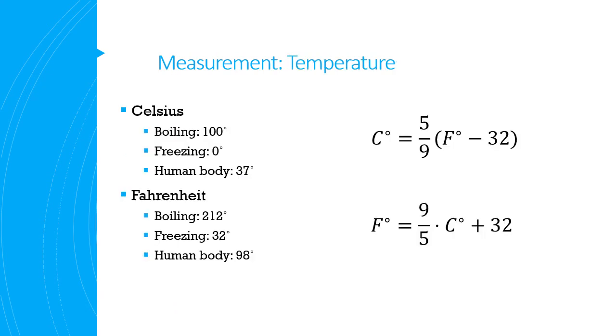There might also be some questions about converting between Celsius and Fahrenheit temperatures. These are the formulas you'll need to memorize. Notice also that a Celsius degree is a bigger change in temperature than a Fahrenheit degree. It takes only 100 Celsius degrees to go from freezing to boiling, but it takes 180 Fahrenheit degrees. So a Celsius degree is almost twice as big as a Fahrenheit degree. And that can help you remember which formula goes with which temperature measurement.